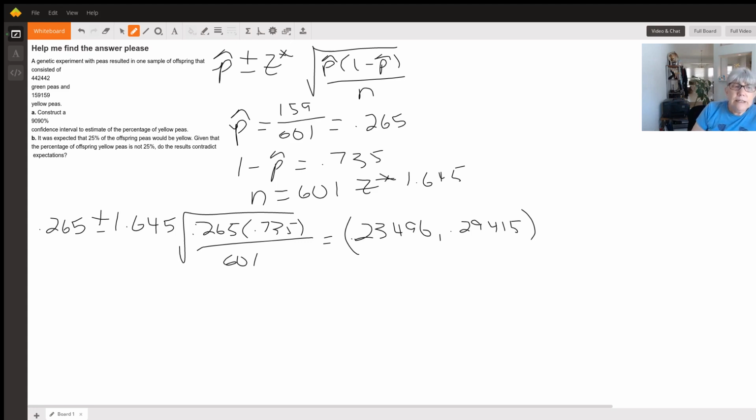Part B says it was expected that 25% of the offspring peas would be yellow. Given that the percentage of offspring yellow peas in our sample is not 25% or 0.25, it was 26.5%. Do the results contradict these expectations? No, these results do not contradict these expectations because 0.25 or 25% is in our interval. So we're 90% confident that 25% is a plausible value for the true proportion of yellow peas from an experiment conducted like this one.